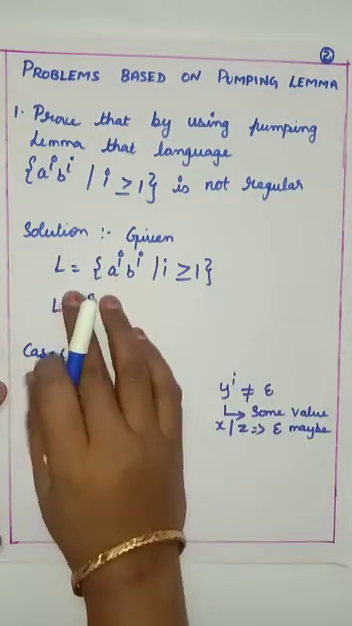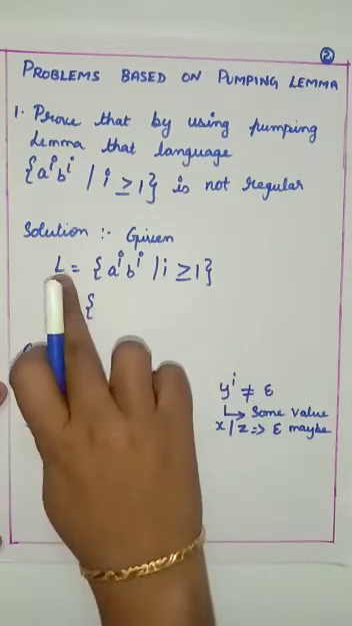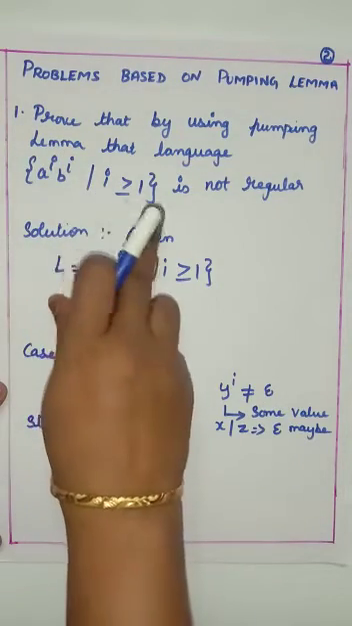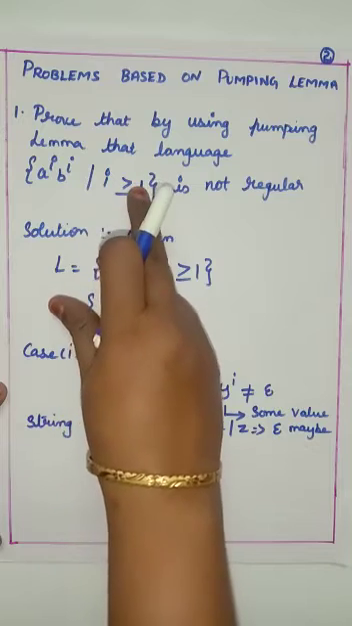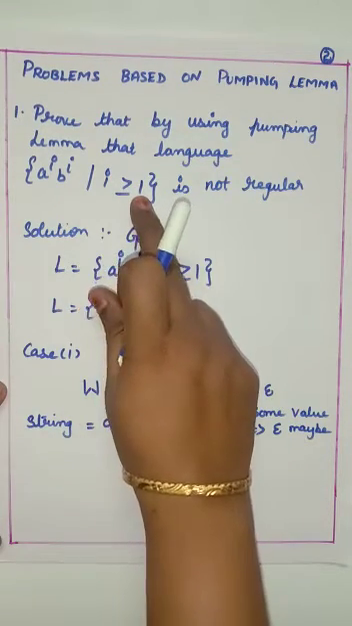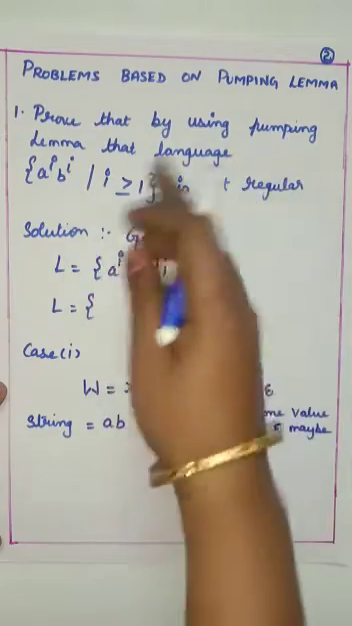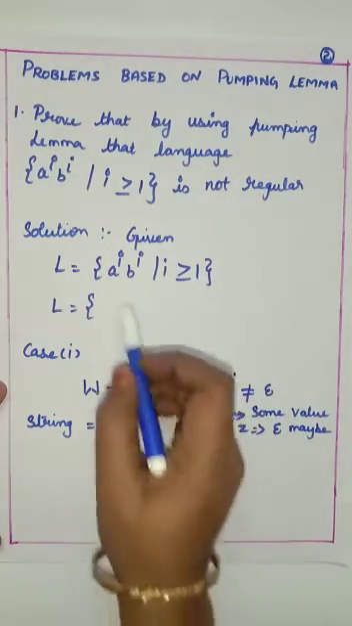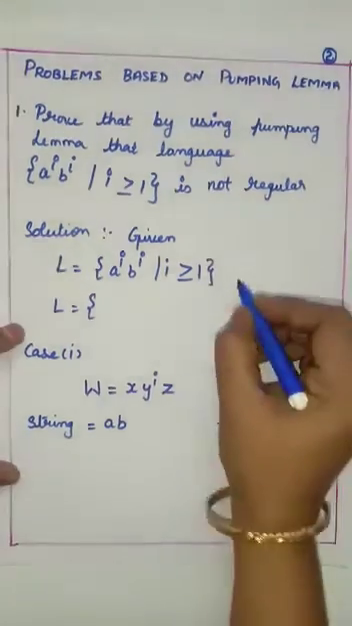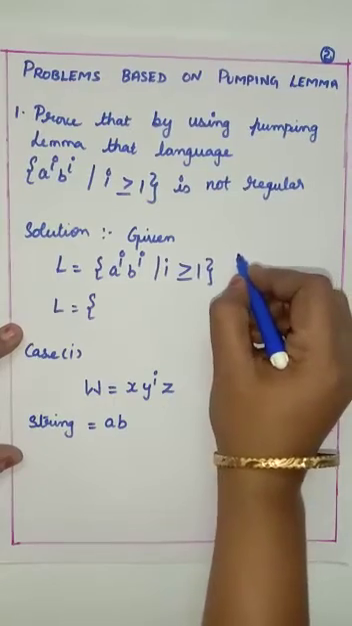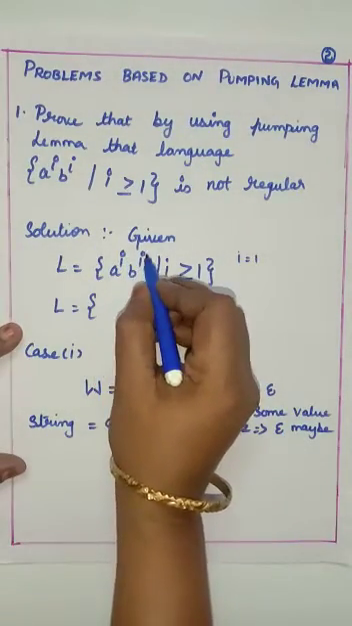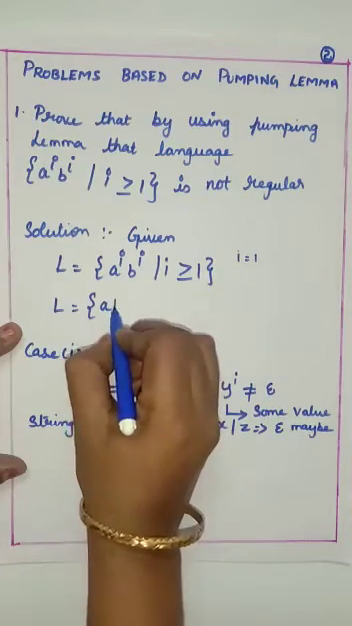The solution for this given condition is what? L is the language a to the power of i, b to the power of i, and the i value is going to be greater than or equal to 1. So I am going to start from 1, and proceed with increasing the i value. When I take i equal to 1, what will happen? A to the power of 1, b to the power of 1, which means a, b.